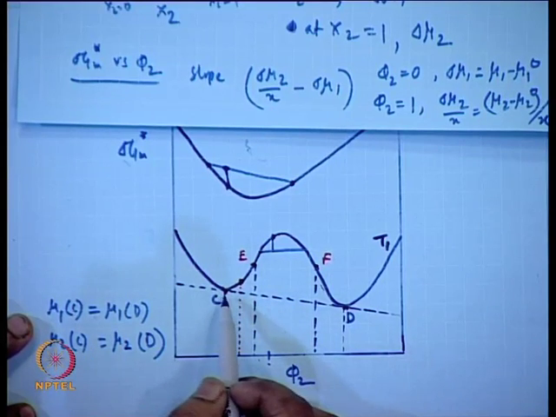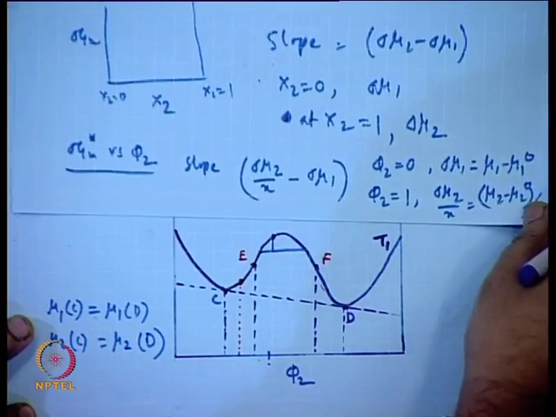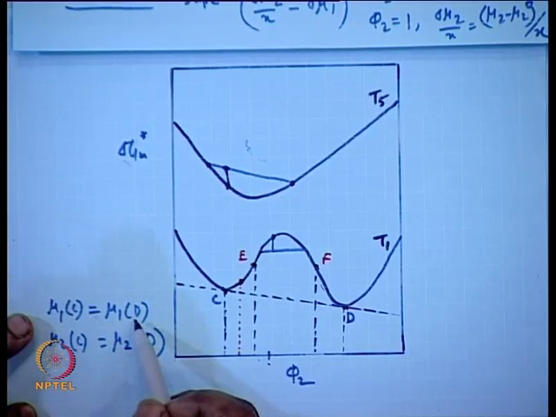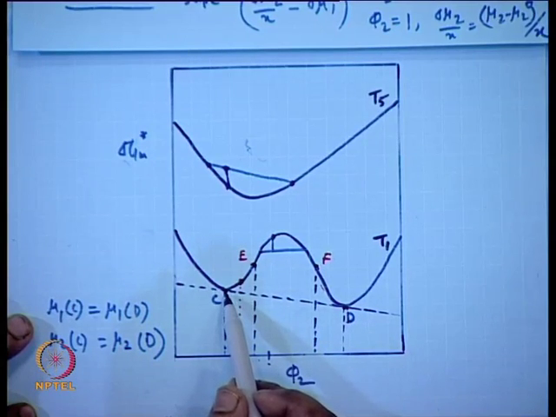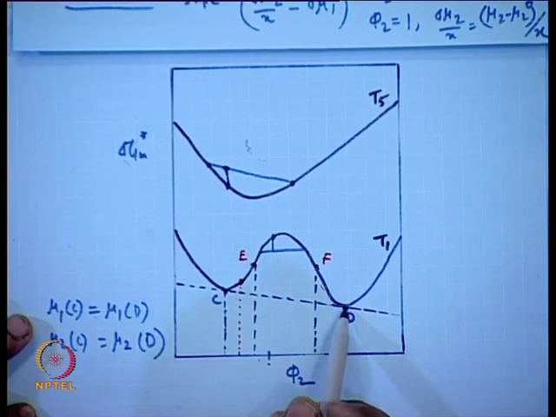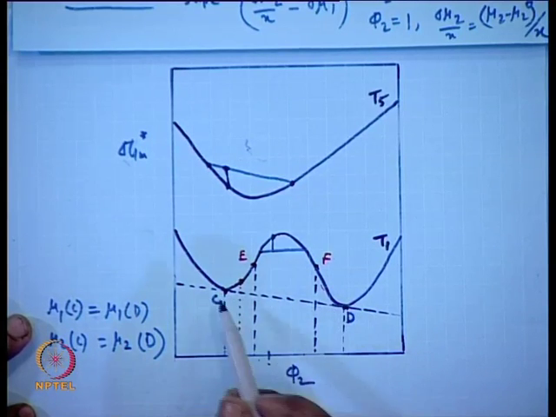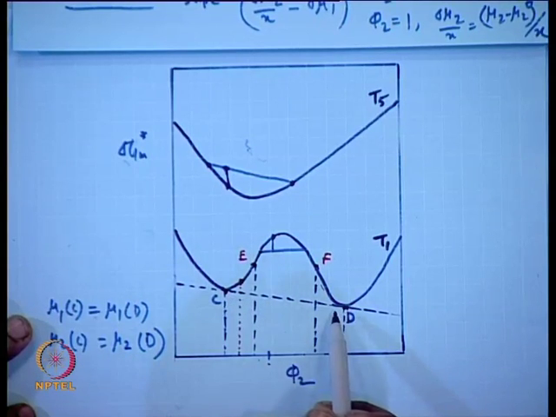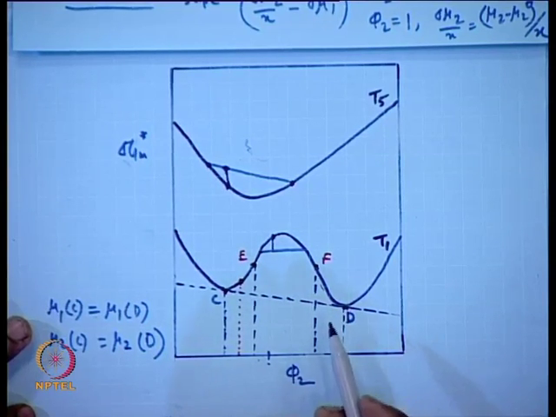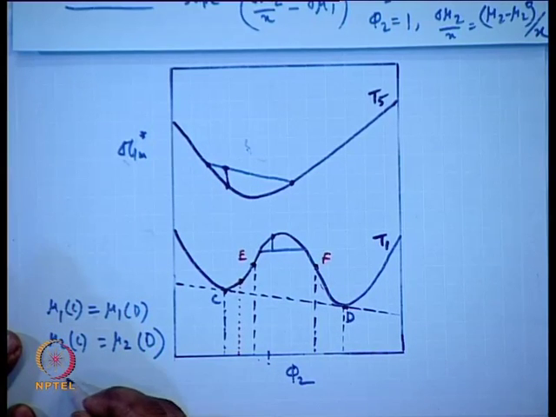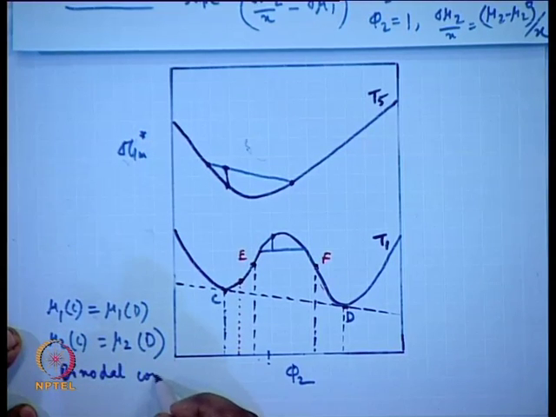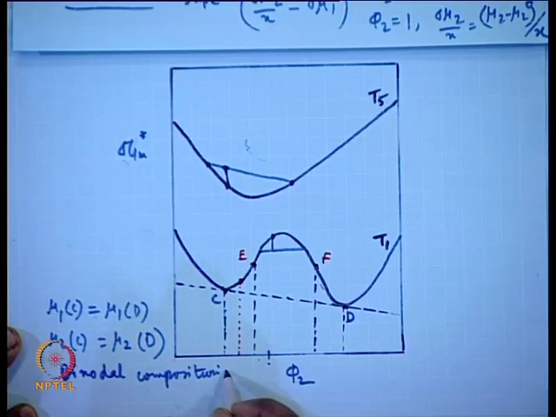If they have a common tangent, then the slopes will be the same, and from the slope we have already seen, you can write that mu 1 at C equals mu 1 at D. So, the chemical potential of the solvent at this point is the same as at this point, as is the chemical potential of the polymer at this point and this place, which means that C and D are two equilibrium compositions, and we name these binodal compositions or binodal points.